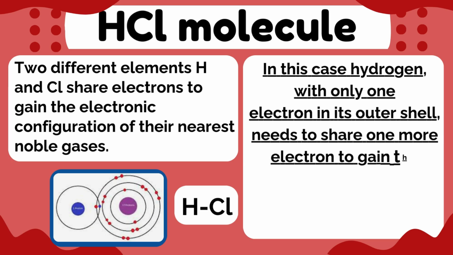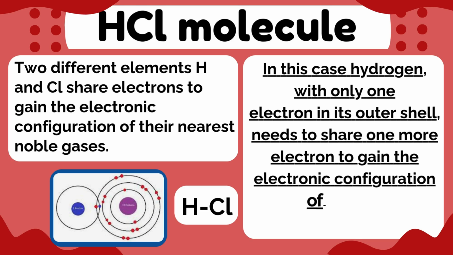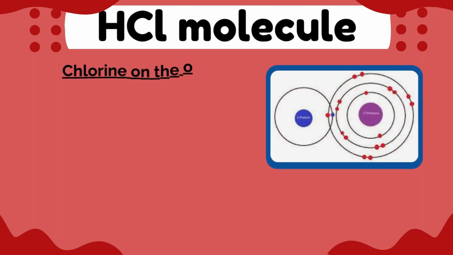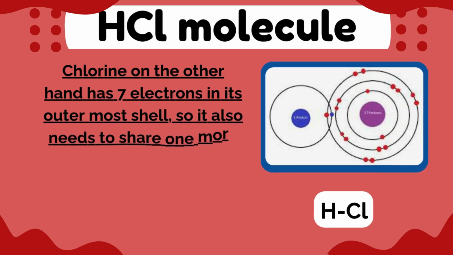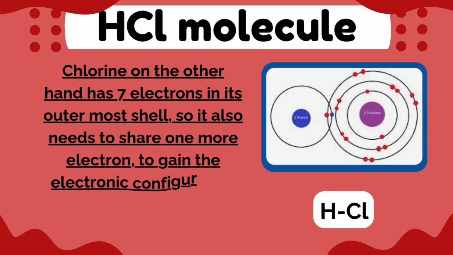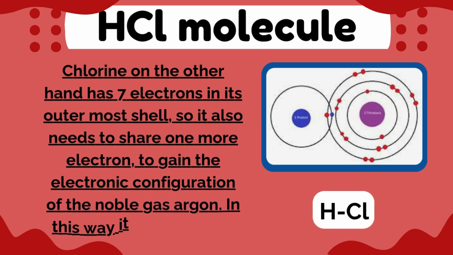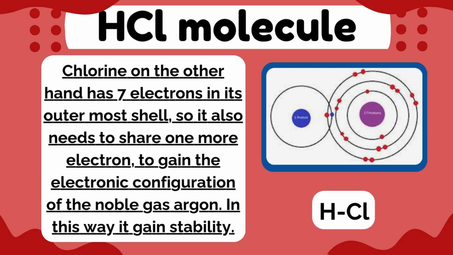Here in the box, in the structure, you can see that chlorine is sharing one electron of the hydrogen atom. Thus, a single covalent bond is formed between the chlorine and hydrogen atom. So, the octet of the chlorine has been completed, and the hydrogen atom also gains the configuration of the helium-like structure. Actually, in hydrogen chloride, the chlorine atom has 7 electrons in its outermost shell, so it also needs to share one more electron to gain the electronic configuration of the noble gas argon. In this way, it gains stability.